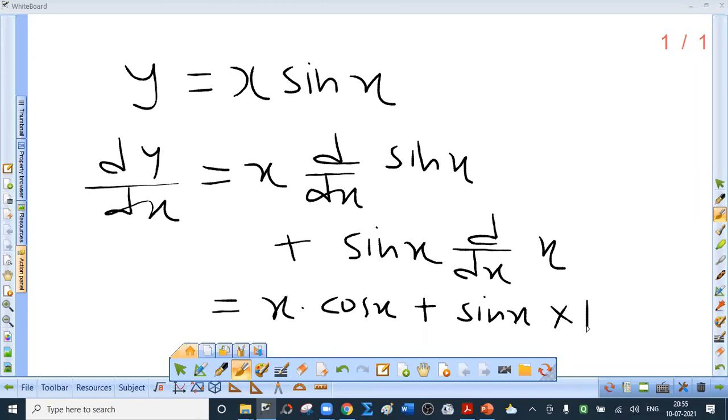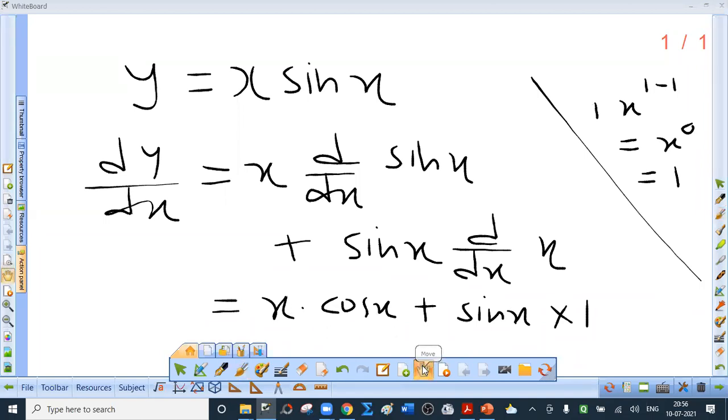This is the most important function. In physics, you usually obtain derivatives of simple functions: x, x square, x cube, sin x, cos x. That's it. At the most, root x. Now, what is x? x means x raised to 1. What is its derivative? 1 times x raised to 1 minus 1, that is 1 times x raised to 0, which is nothing but 1. And that is why derivative of x is 1. So what is the final answer? It is x cos x plus sin x.